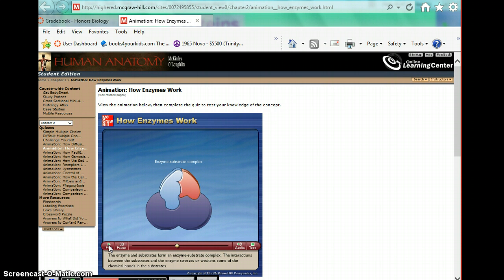Interactions between the substrates and the enzyme stress or weaken some of the chemical bonds in the substrates. This encourages a reaction between the two substrates, leading to the formation of a different molecule. As a result of the chemical interactions within the active site, a new product is formed. The product is released from the active site. The enzyme assumes its original shape and is free to work again. Although this reaction has specifically illustrated the formation of a single product from two substrate molecules, other enzymes catalyze the formation of two products from a single substrate.